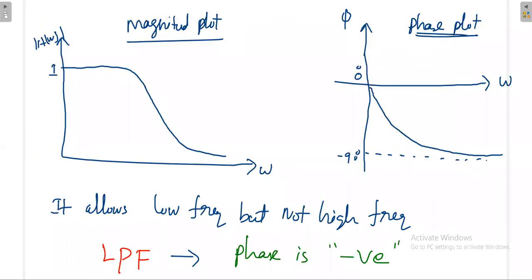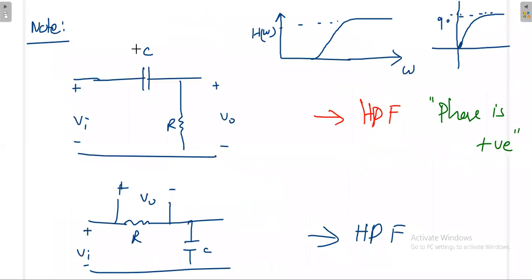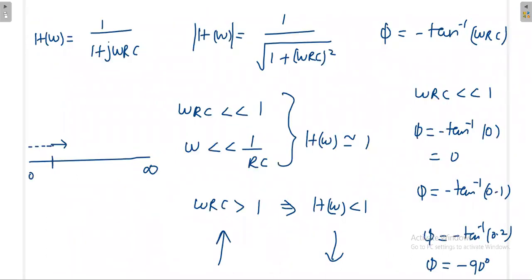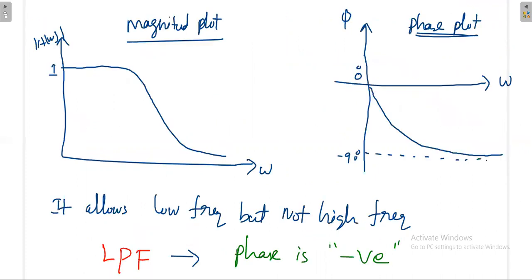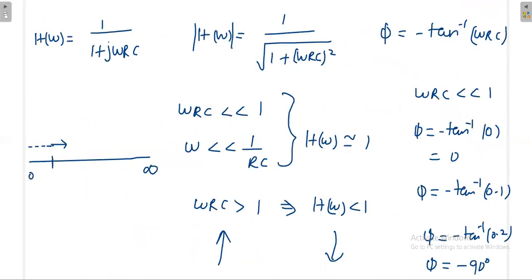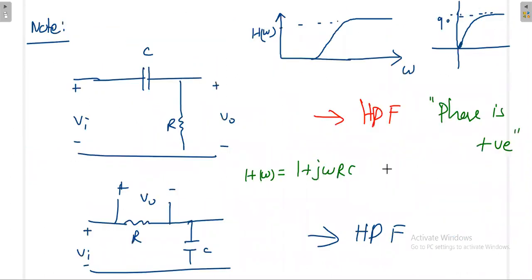See here, you are getting 1 by 1 plus j omega rc. Here you'll get the transfer function as 1 plus j omega rc alone in H of omega. That means you are getting only the numerator there, and here only the denominator. Whenever you have a denominator, we call it poles. The numerator we call zeros.